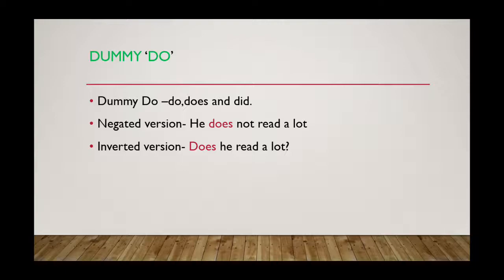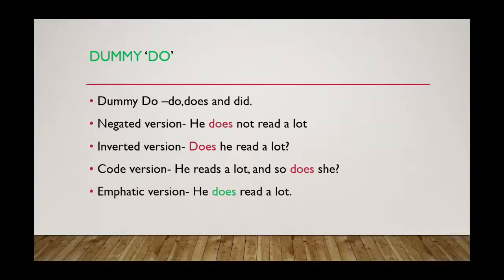For the inverted version, to interrogate someone, we use dummy do. Does he read a lot? Then the code version: he reads a lot, so does he. Here is a code version, and here you can use does. Emphatic version: he does read a lot. When you want to emphasize something, if you want to make an emphatic sentence, here does, or dummy do, helps you, and other forms help you to make the emphatic version.